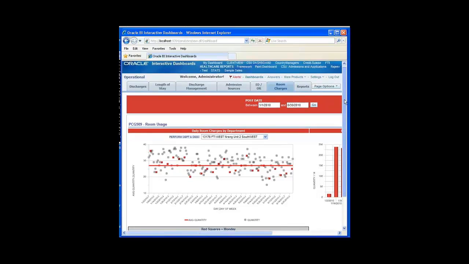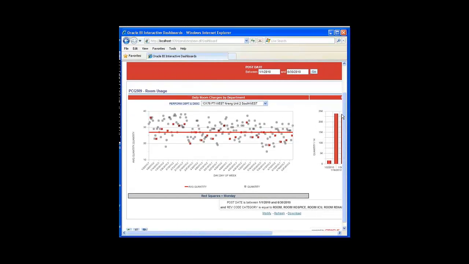Last dashboard page on the operational dashboard is looking at room charges. So again, I mentioned we were capturing all of your charge level activity. Here we have an individual dot for each day of the year, for an individual unit. This allows me to see the variability in terms of how many room charges post. So let's say your room charge is posted at midnight, for instance.